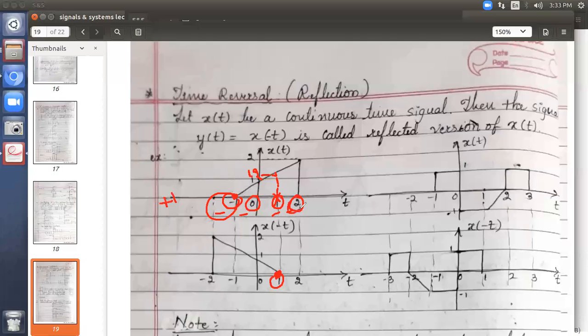But let me see. At 2, what is the amplitude? It is 2. If you put a negative sign before this time, it will become -2. Where is -2? -2 is here. At -2, this is a vertical line, stretch it. And here from -1 to 2, there is an increasing slope. But here from -2 to 1, there is a decreasing slope.